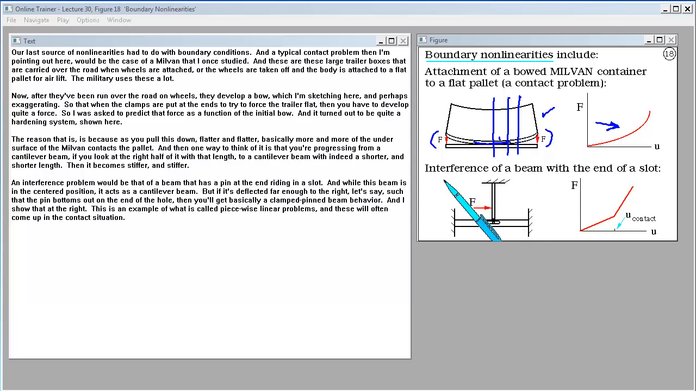An interference problem would be that of a beam that has a pin at the end riding in a slot. And while this beam is in the centered position, it acts as a cantilever beam. But if it's deflected far enough to the right, let's say, such that the pin bottoms out on the end of the hole, then you'll get basically a clamped pinned beam behavior. And I show that at the right. This is an example of what is called piecewise linear problems. And these will often come up in the contact situation.